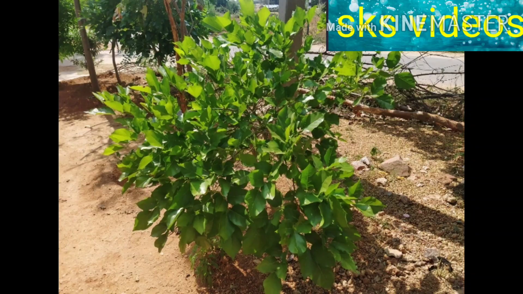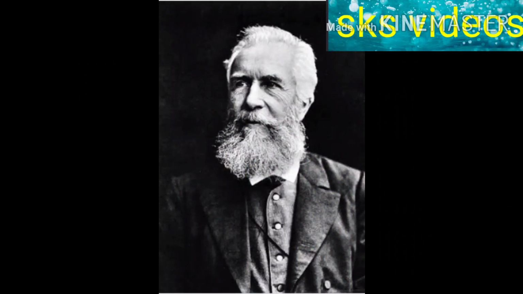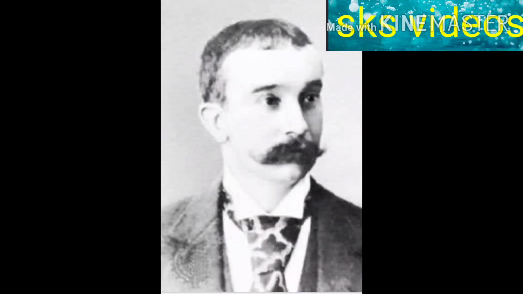Now let us learn about plastids and their function. Generally, plastids are involved in either the manufacture or storage of food, especially in autotrophic eukaryotes. Plastids were discovered by Ernest Haeckel, but Schimper was the first to provide a clear definition.